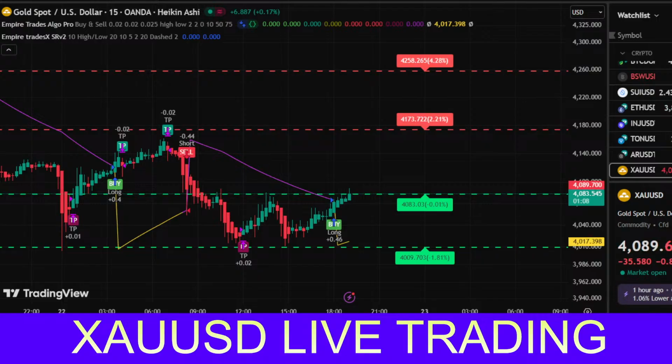Another factor influencing the correlation between these metals is their response to changes in the U.S. dollar value. Precious metals are typically priced in dollars, so when the dollar weakens, the prices of gold, silver, and platinum tend to rise as they become cheaper for investors holding other currencies. Conversely, a strengthening dollar can exert downward pressure on these metals' prices.